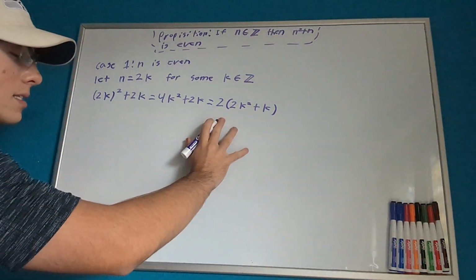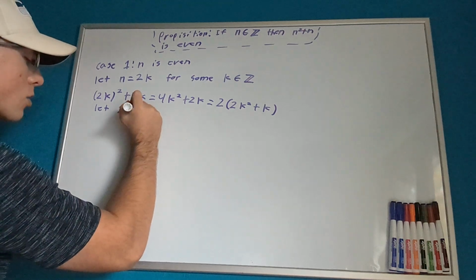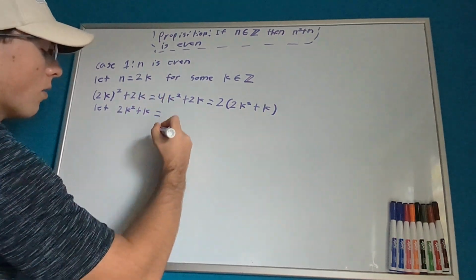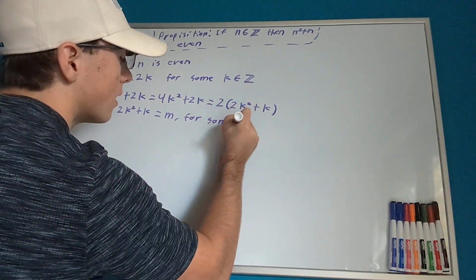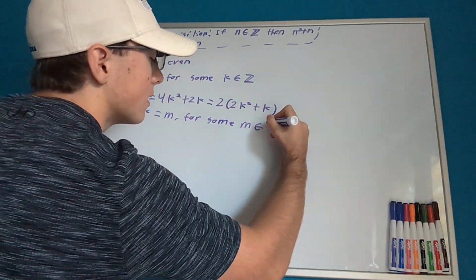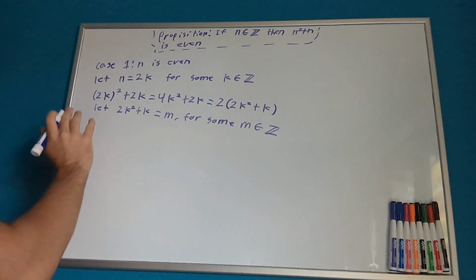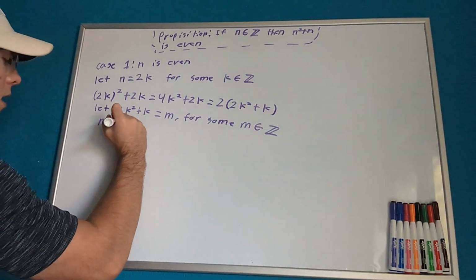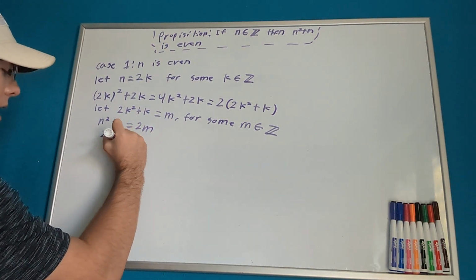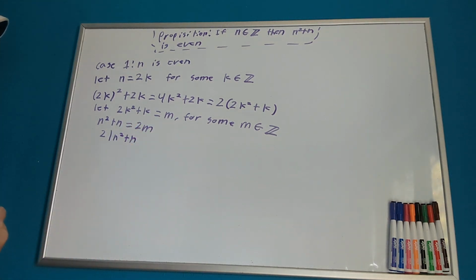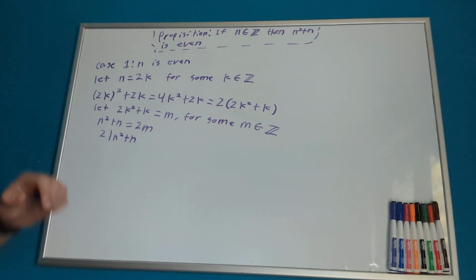Then we have this. Now we're going to let 2k squared plus k equal m for some m inside the integers. Okay, so we're letting it equal some integer m. So there we can say n squared plus n equals 2m, which means 2 divides n squared plus n. Okay, and therefore n squared plus n is even when n is even.